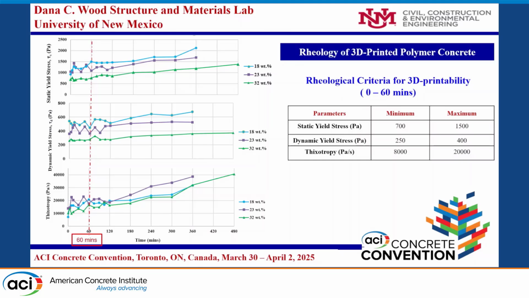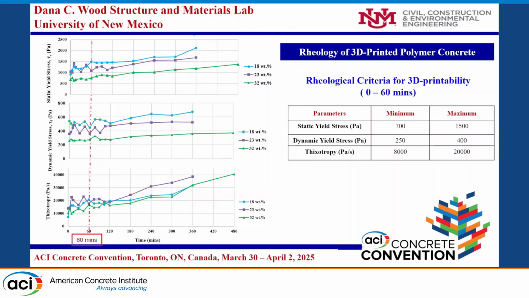Why are we doing that? Because there is no established criteria for polymer concrete, and we are trying to establish an acceptance criteria for polymer concrete based on its rheological properties. For example, if we test the rheological properties of multiple polymer concrete mixes that are printable, and we put guidelines like the minimum and maximum, then we can decide for other mixes in the same manner.